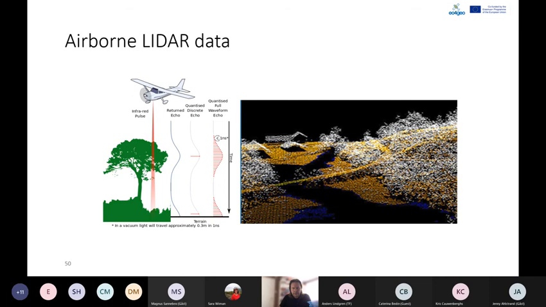Yeah, and what we use a lot, of course, is also airborne LIDAR data, and you can derive a lot of products from this, like terrain models and height models and so on. To the right is the point cloud that is coming right out of the data.